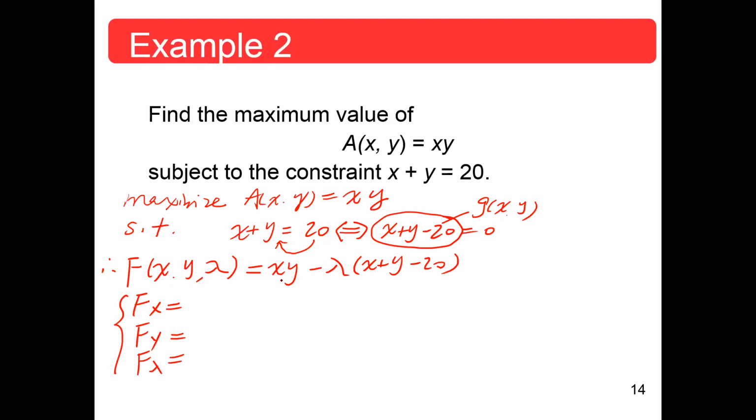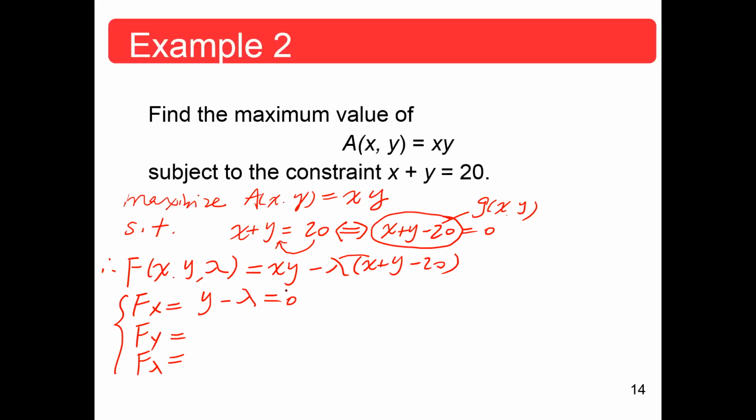What's fx? It's just y. Yes, y, sorry. Minus, and then there's another partial x. Remember, if you distribute the lambda, you're going to have lambda x. So when you take the derivative of this lambda x with respect to x, you should have a lambda, right? So y minus lambda equals 0 for partial x.